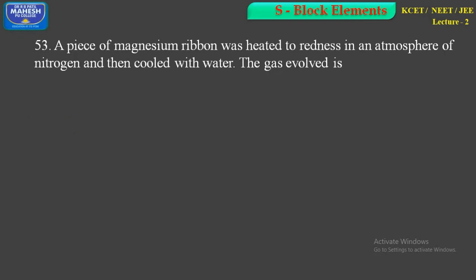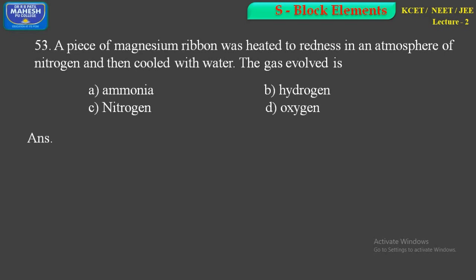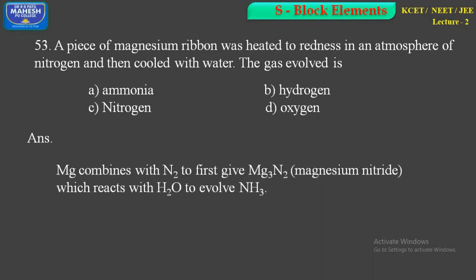Question 53. A piece of magnesium ribbon was heated to redness in an atmosphere of nitrogen and then cooled with water. The gas evolved is option A, ammonia. Option B, hydrogen. Option C, nitrogen. And option D, oxygen. Students, magnesium combines with nitrogen to form magnesium nitride, which reacts with water to evolve ammonia vapors. So let's see the reaction.